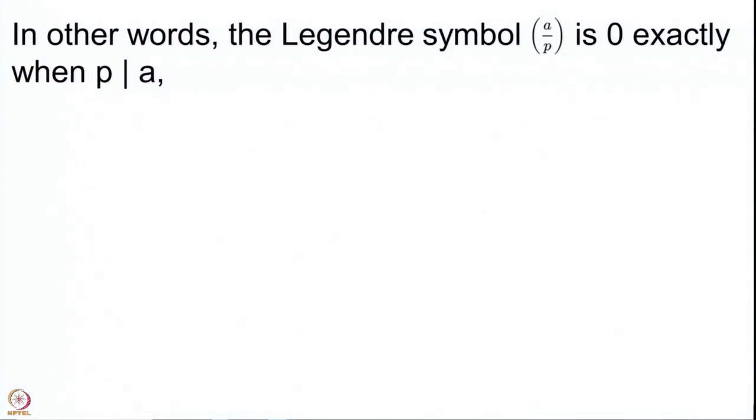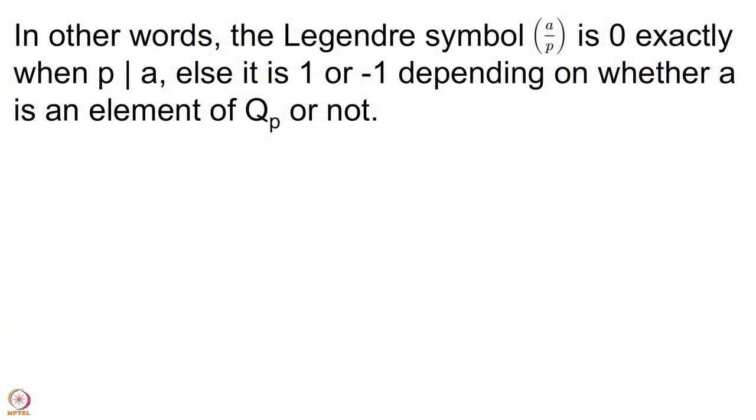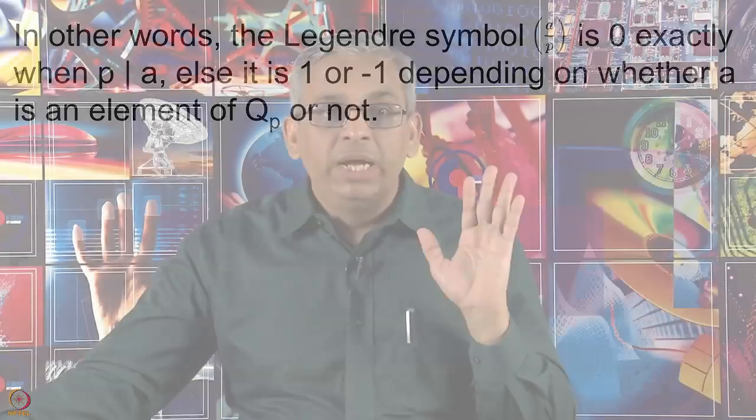In other words, this symbol A by P is our definition of the Legendre symbol, and we will call it A by P. This is the symbol we are looking at. It is 0 exactly when P divides A, just as the last slide also told us, else it is 1 or minus 1 depending on whether A is an element of Q_P or not. Whenever A is a square modulo P, the Legendre symbol is 1. Whenever A is not a square modulo P, the Legendre symbol is minus 1.